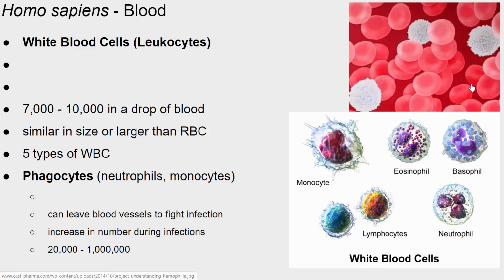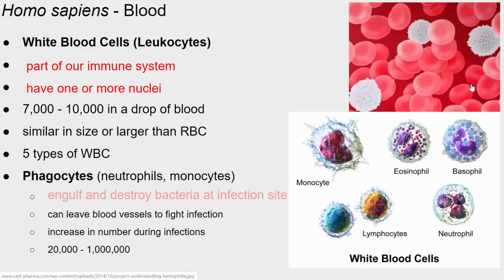Then we have another component of the blood, white blood cells. White blood cells are a part of our body's immune system. They do have a nucleus. There are typically far fewer white blood cells than red blood cells. They're similar in size, or some of them are larger than red blood cells. And our body's immune system is very complex, actually. There are many different types of cells with different functions. Some recognize pathogens, some destroy pathogens, some produce antibodies to remember those pathogens in the future. So our immune system is really complex.